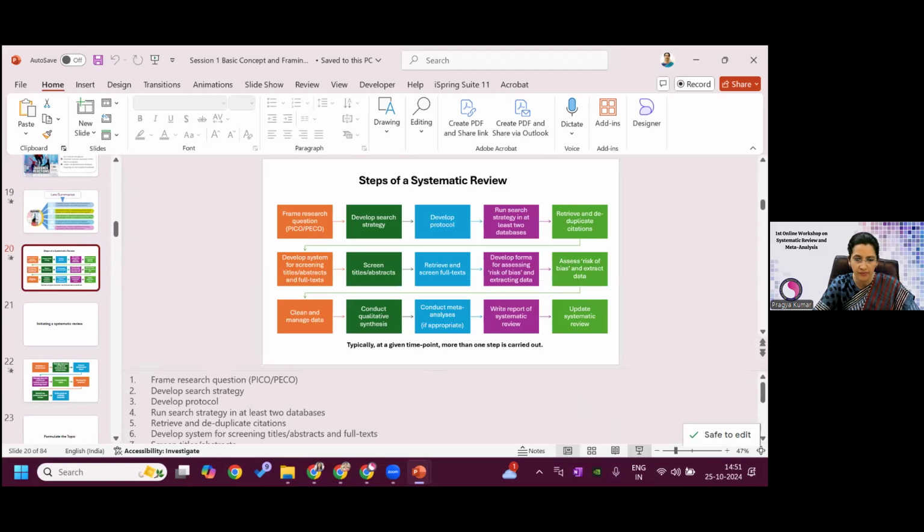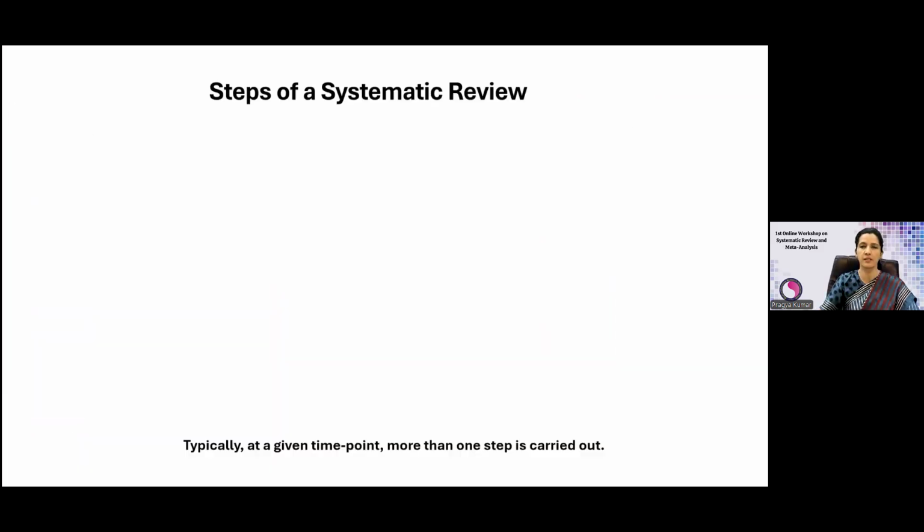Yes. So now we'll start with the systematic review. So what is a systematic review? Like I said, it's a stepwise procedure. So you have to keep reminding yourself regarding these steps. And in this case, more than one step can be occurring at a given point of time. It is not necessary that you do only one step at a single point. We'll see this. So it starts with the formulation of a research question.